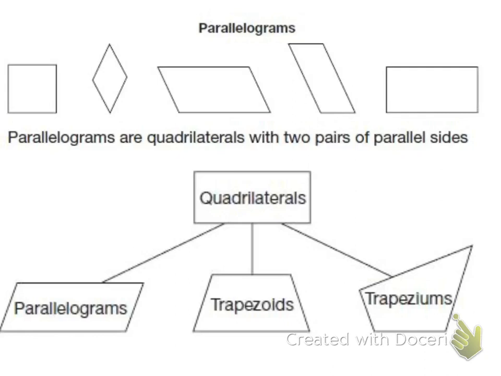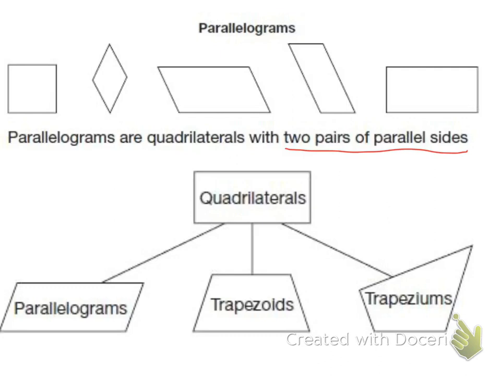One way quadrilaterals are sorted is by parallel sides. Remember, parallel sides run parallel, in the same direction, and remain the same distance apart. These are pictures of parallelograms. Parallelograms have 2 pairs of parallel sides. Why don't you write it down? 2 pairs of parallel sides.